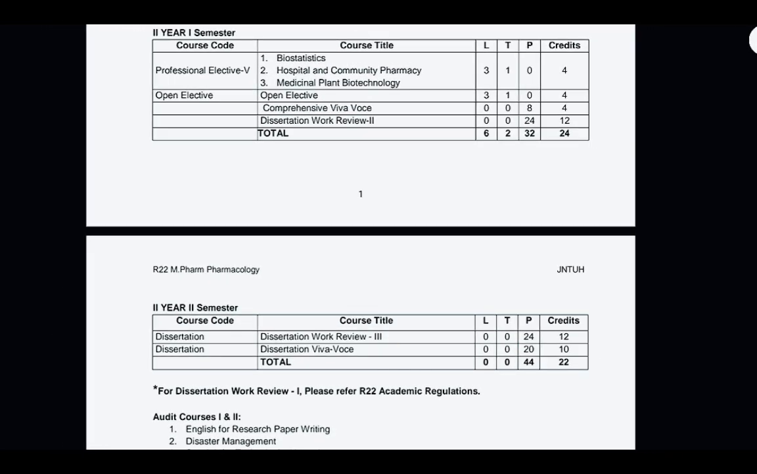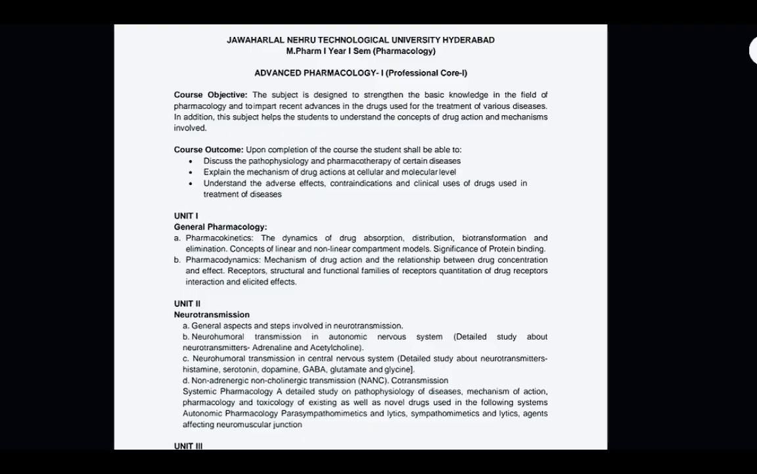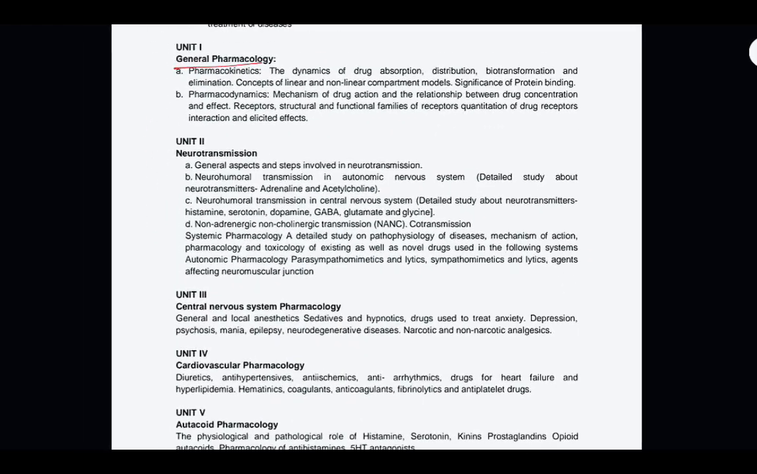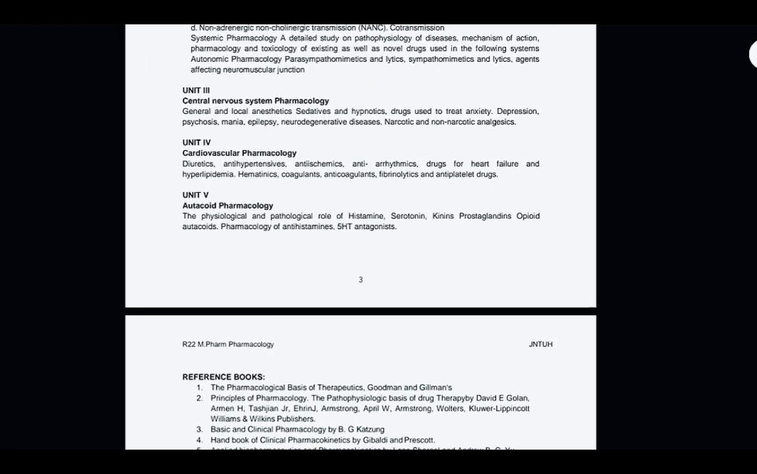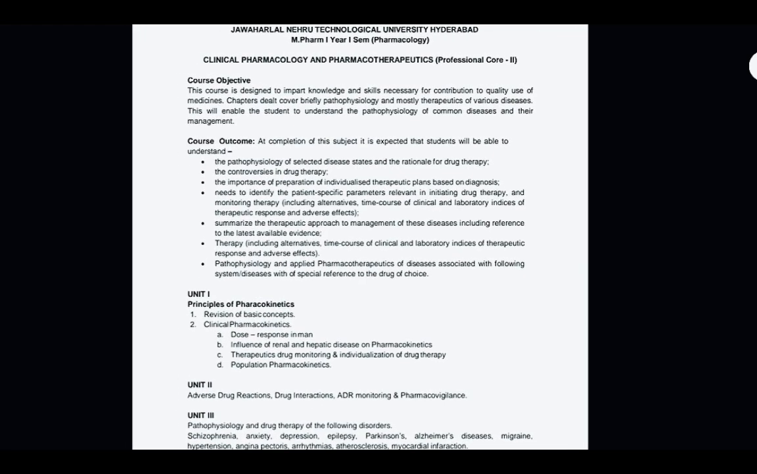And in the second year we have elective subjects like biostatistics, hospital and community pharmacy, and medicinal plant biotechnology. The semester 1 first subject is advanced pharmacology. In this we have general pharmacology, pharmacokinetics, neurotransmission, central nervous system pharmacology, cardiovascular pharmacology, and autacoid pharmacology. The next subject is clinical pharmacology and pharmacotherapeutics.